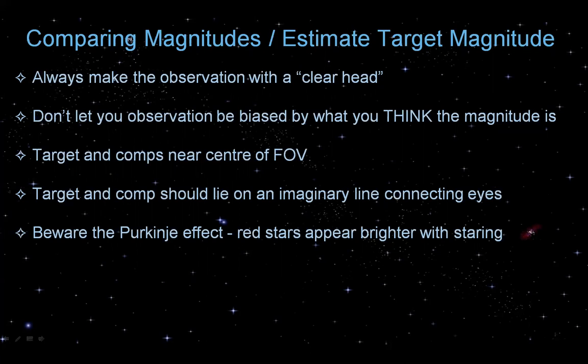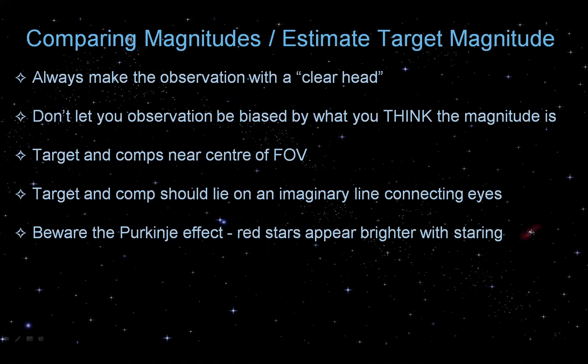Then make sure the target and the comparison star is near the center of the field of view of your telescope view. And think about the target and comparison stars. They should lie along an imaginary line connecting your left and right eyes. You may have to tilt your head one way or the other, but that's what you want to do. Rather than have a comparison star above or below the variable star, rotate your telescope or rotate your head so that the comparison and variable star are along the line connecting your left and right eyes.